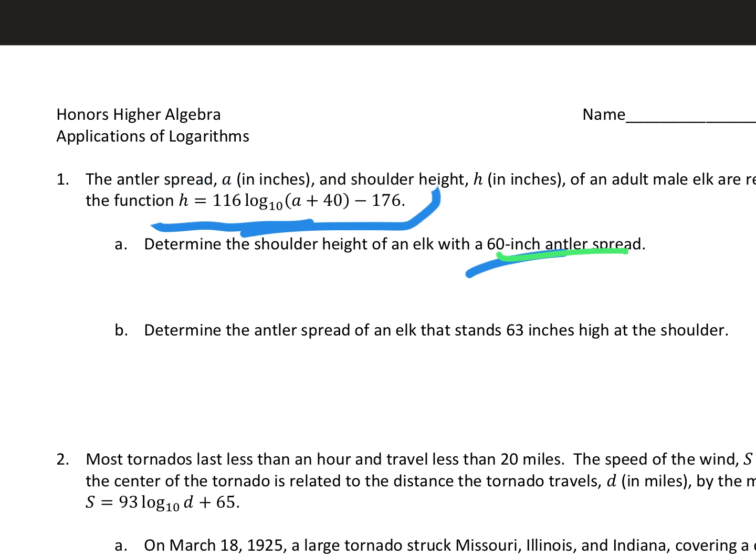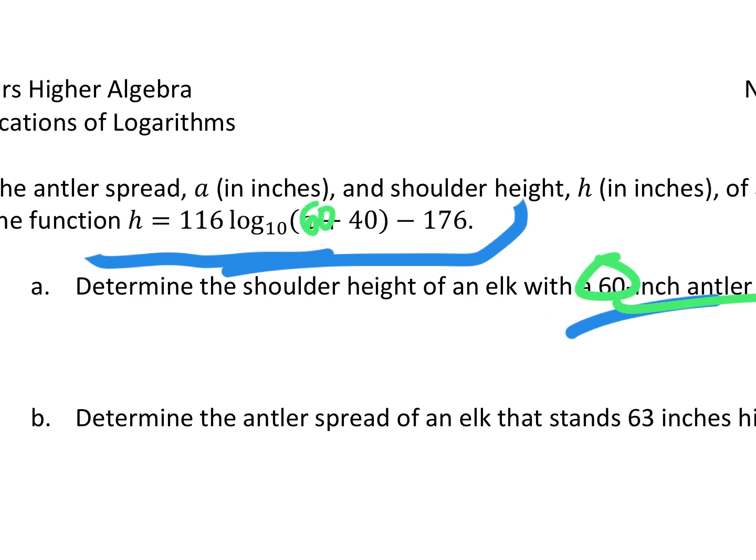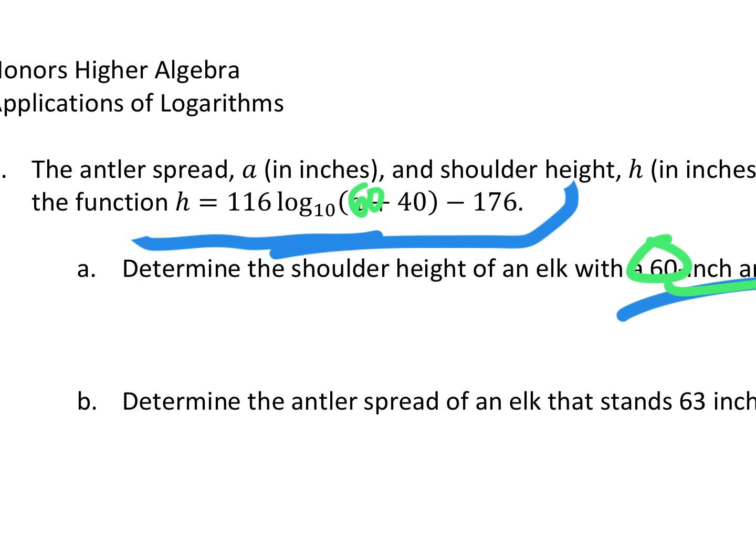Yep, antler spread is A. So 60 goes here. Honestly, on this one, I would just type all that in the calculator. I'd just write the 60 there, so I showed some work. And then I'd know I got H at the end. And I'd type all this in, and I got my answer.